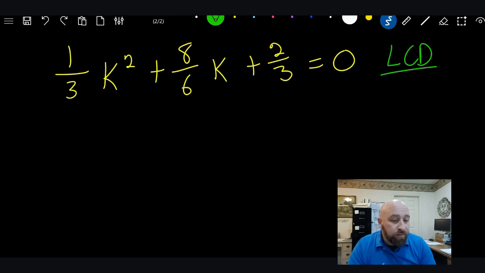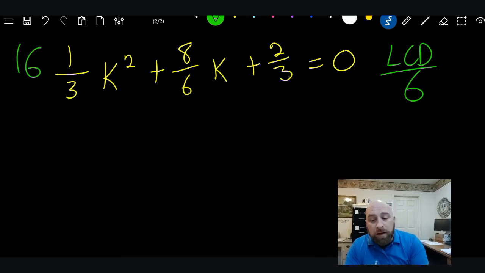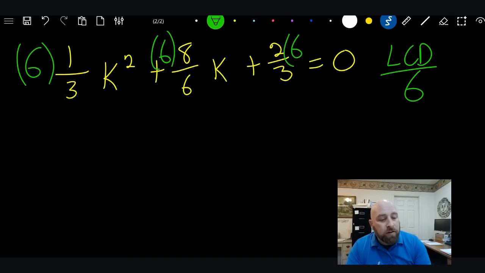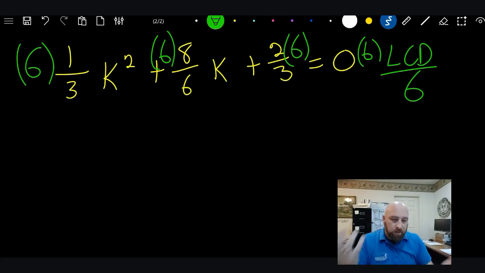So the LCD of 3, 6, and 3 is 6. It's a bad 6. There we go. It's a little bit better. All right, so what we need to do is multiply everything by 6. And we're not going to change the value of this because we're going to multiply everything by 6, including the 0, which is going to give us 0 anyways, but we're going to do it just to show.